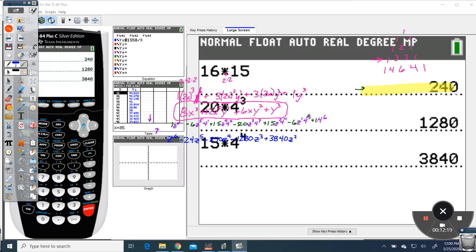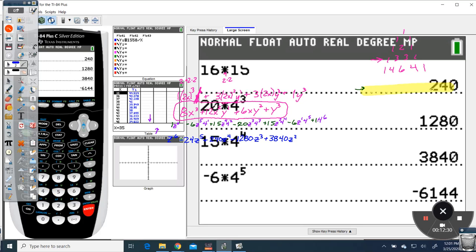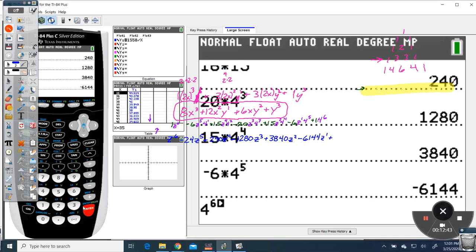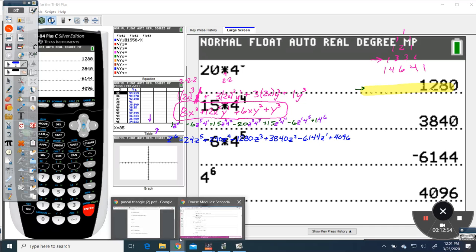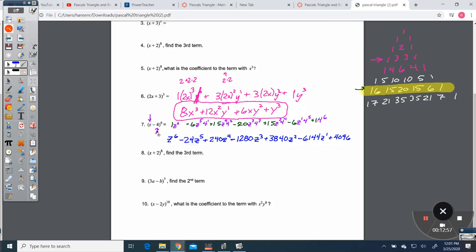Now I have negative 6 times 4 to the 5th. So negative 6 times 4 to the 5th, so that's negative 6,144 z to the 1 power. And last but not least, we have 4 to the 6th power. So 4 to the 6th is 4,096. And there aren't any z's on that. Okay, so that's that one expanded.